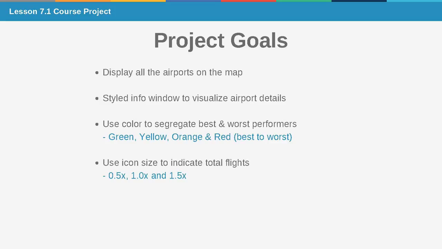The final goal is to create a styled info window so that when you click on an airport you can view all the details. In the info window, we want to show the average on-time percentage along with individual percentages for the arrival and departures. We also want to include the airport code, city and state, and coordinate location.